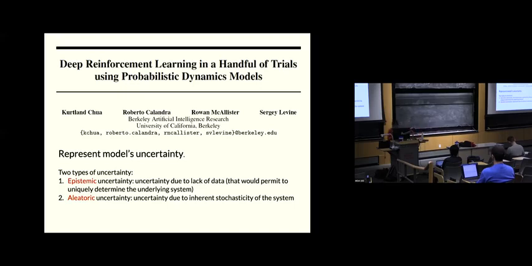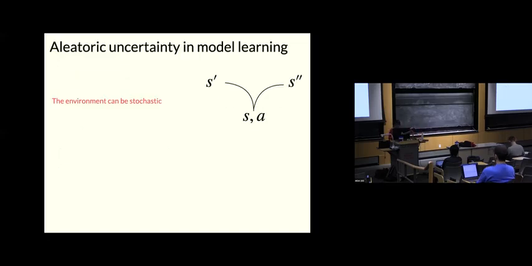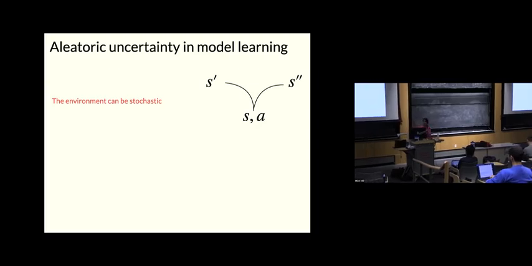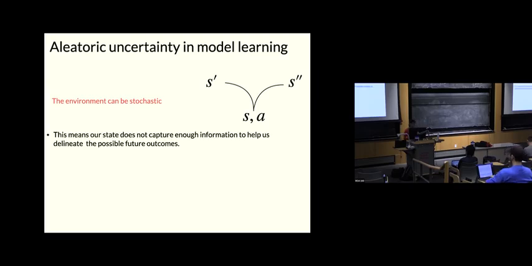So let's see. Aleatoric uncertainty has to do with the fact that the environment can be stochastic: with the same state and action, pressing number 3 on the remote, at different time steps we can land in two different states, S prime and S double prime. And this means that our state right now just does not capture enough information to reveal to us which of those possible futures will happen. I mean, under complete information, where you know all the TV stations and what they're showing, there's zero aleatoric uncertainty. You know everything about the world. It's just that this is impossible.